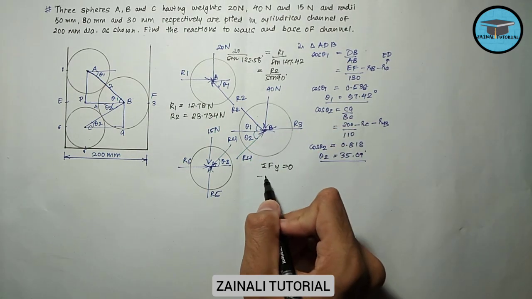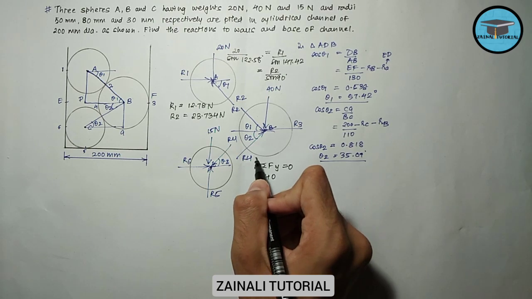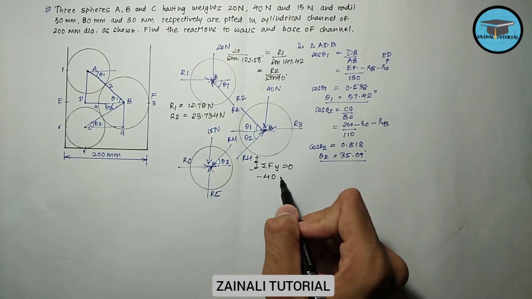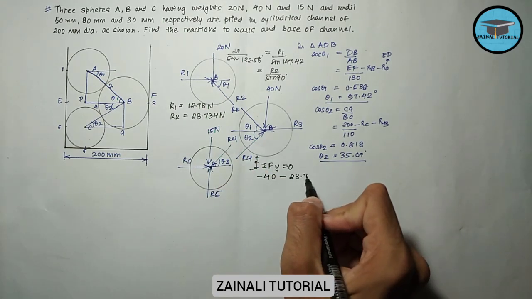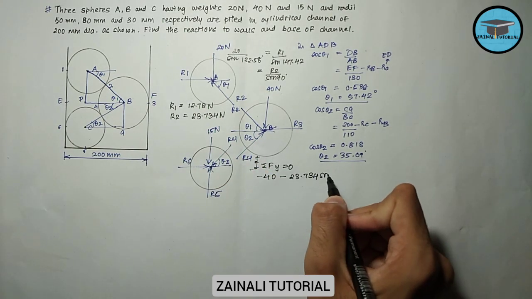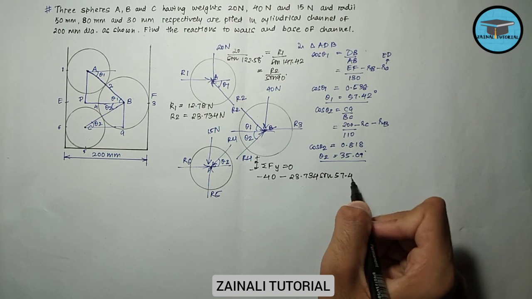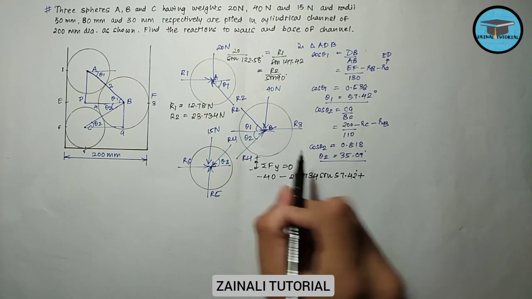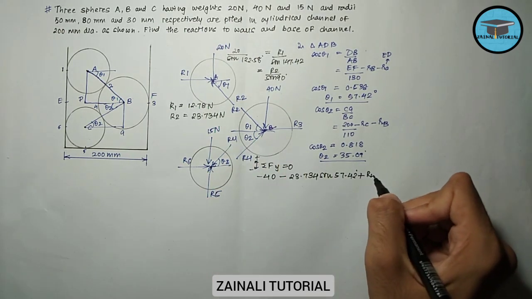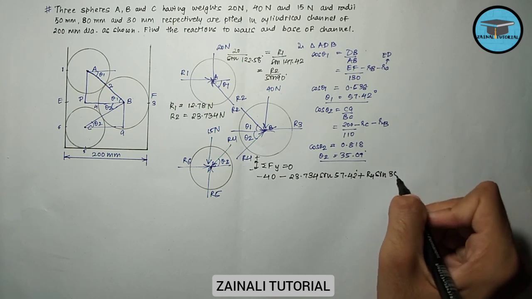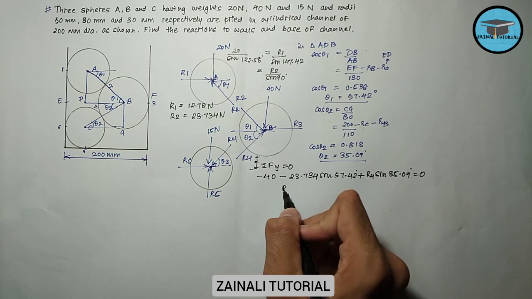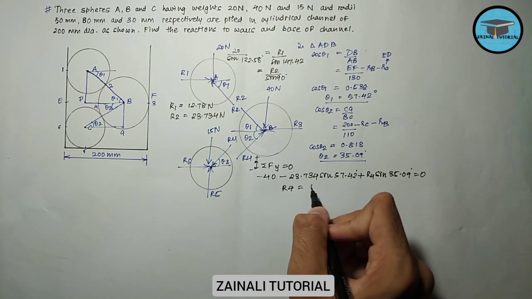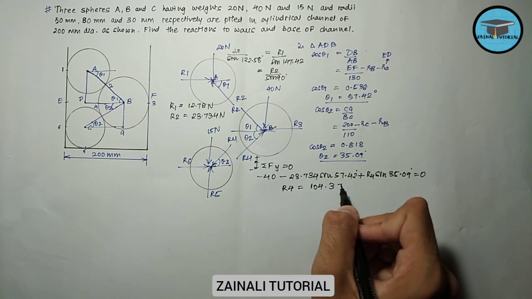So minus 40, the sign convention would be somewhat like this, minus this R2 that we have determined as 23.734 into sine of theta 1, that is 57.42 degree, plus R4 into sine of 35.09 degree, that is equals to 0. So from this we would get the value of R4 as 104.37 Newton.